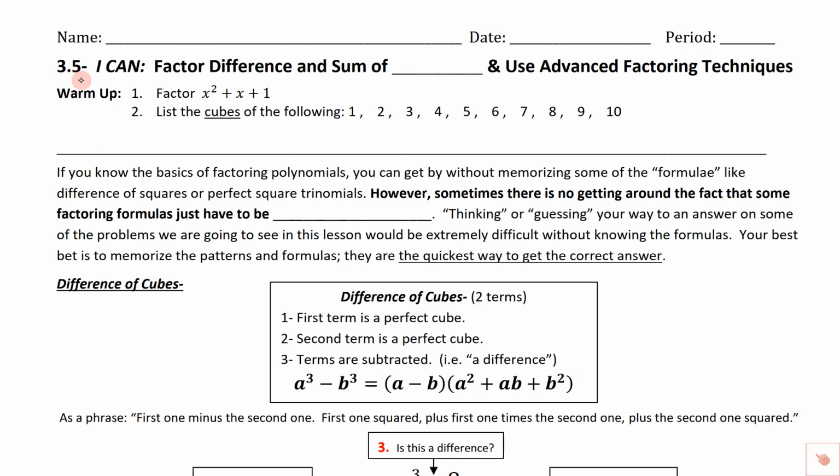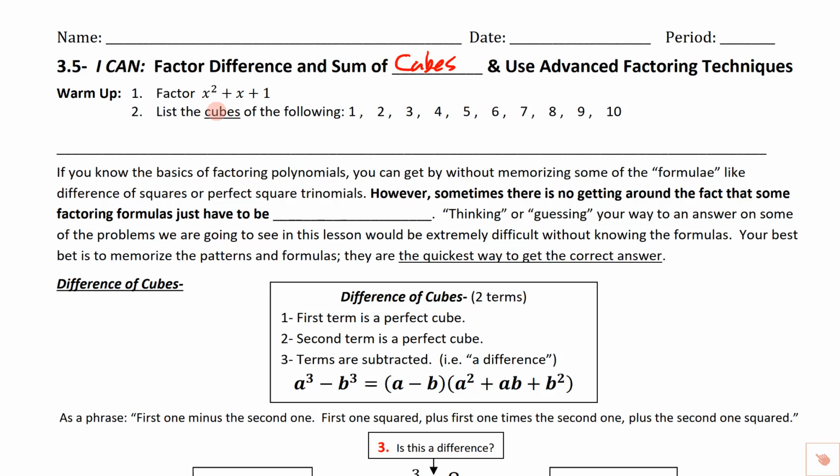So the I can statement is I can factor difference and sum of, not squares in this case, but cubes. So we're going to be factoring difference and sum of cubes, and we're going to learn some advanced factoring techniques. I'm hoping you've had a chance to take a look at the warm-up for just a second and figure out what's going on there.